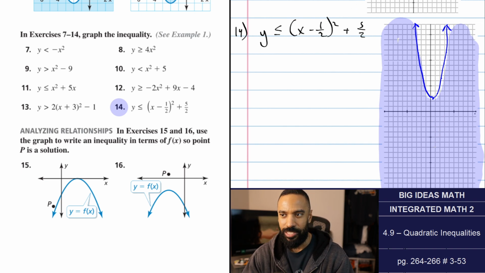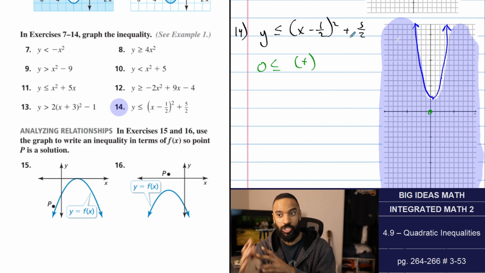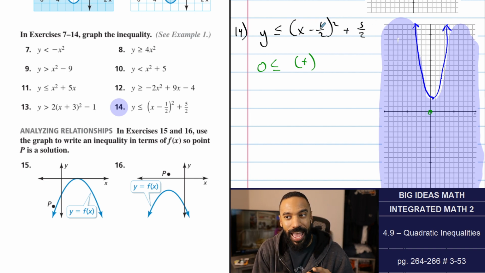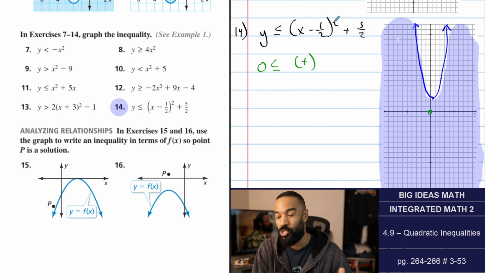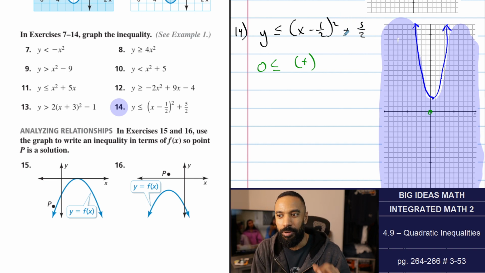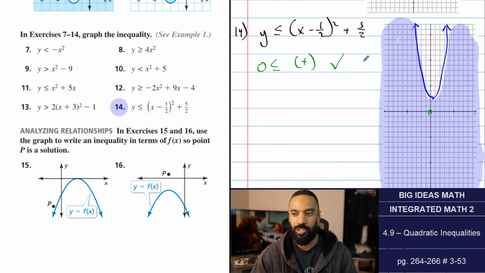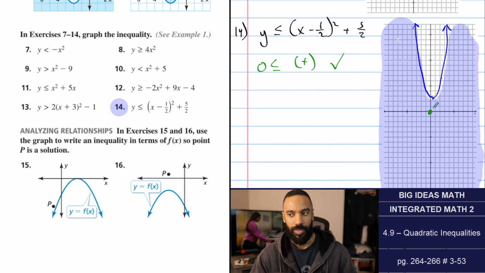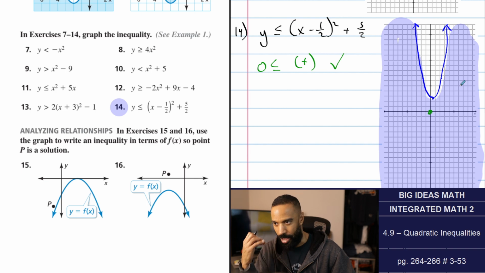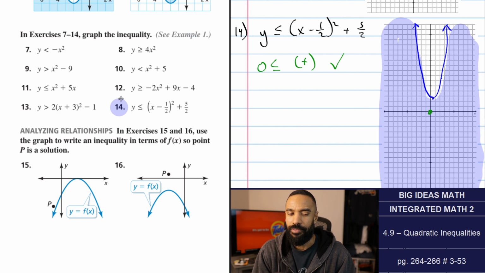Now, the test, if I want to try 0, 0 regardless, is 0 less than or equal to a positive number? When I plug 0 in for x, I will get a positive number. I don't care if I'm adding or subtracting 1/2 here. I'm squaring it. It's going to turn that positive. Plus this number, not every problem is going to work this way, but a positive plus a positive, that's a positive. 0 is less than or equal to positive is true. 0 would work, and it does. And so I trust my graph. That looks good. Okay, we're done on numbers 7 through 14 where we graphed.